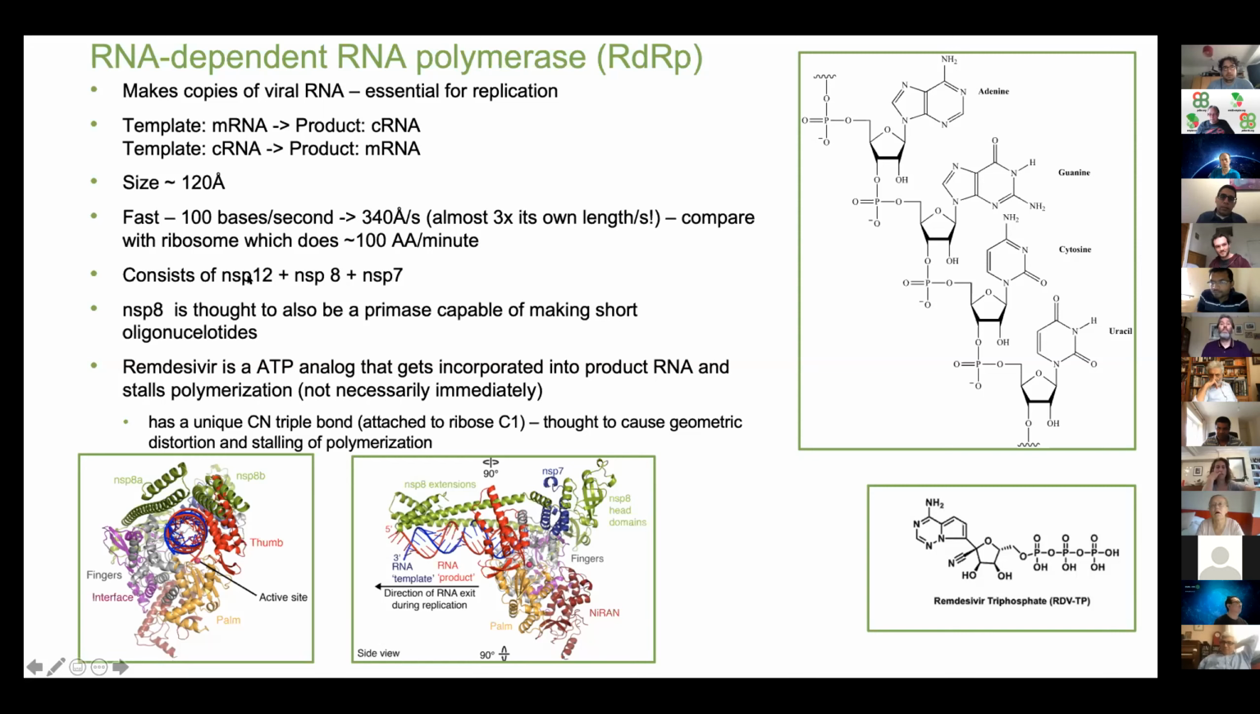Okay, so this consists of 3 proteins, NSP12, NSP8, and NSP7. The NSP8 is thought to also be a primase, so it's capable of making oligonucleotides. It has a dual function.